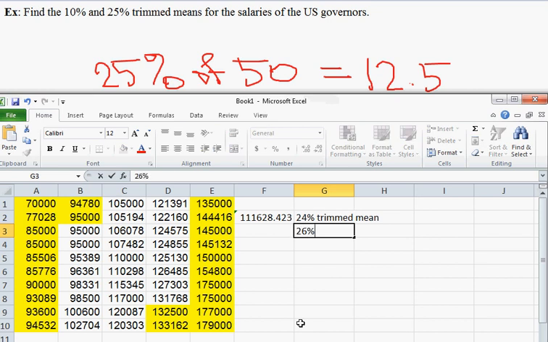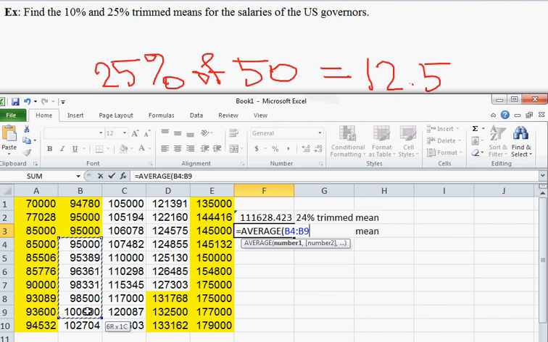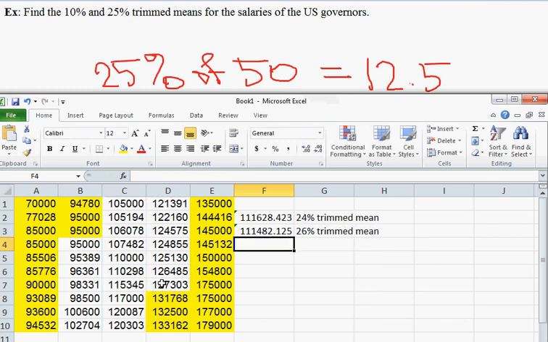I will also figure out the 26% trimmed mean, which I obtain by eliminating the top and bottom 13. So now I will do the same kind of calculation except ignoring the top 13 and bottom 13 numbers. So the average of the middle. If I take this average, I get something a little bit different, not much different as you would expect, and that's the 26% trimmed mean.